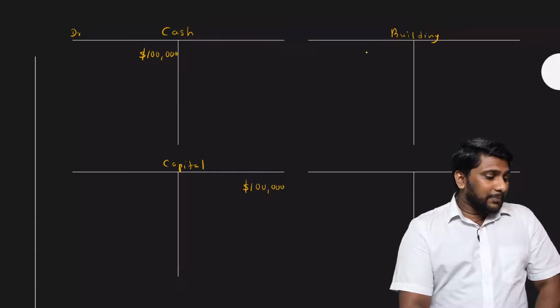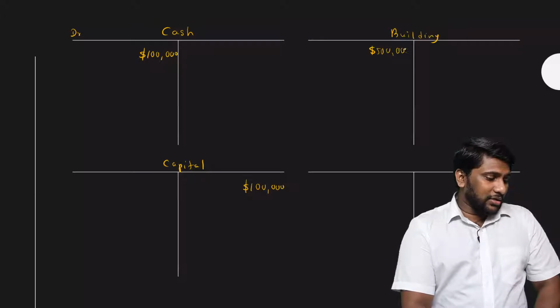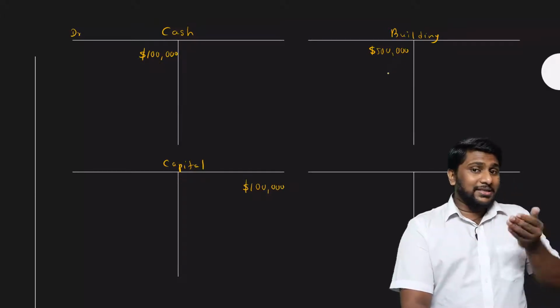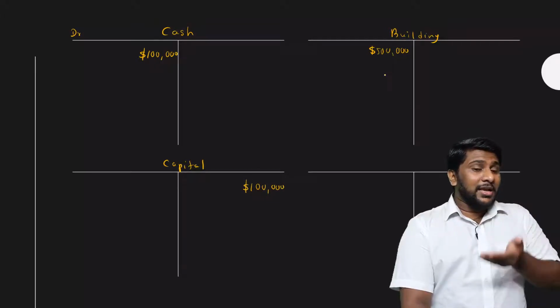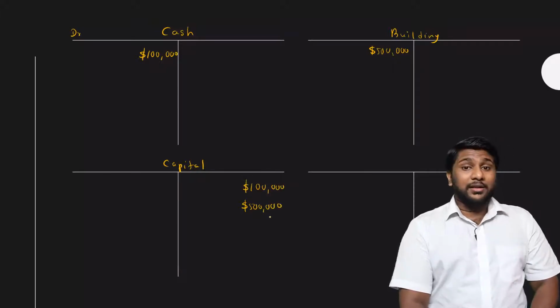And he bought a building also for the business. He brought a building, a 500,000 US dollars building. So the business is getting that asset, so that asset is increasing. Asset increases. It is a debit record. And who is bringing in this building? Owner is bringing. So here it is 500,000 credit.